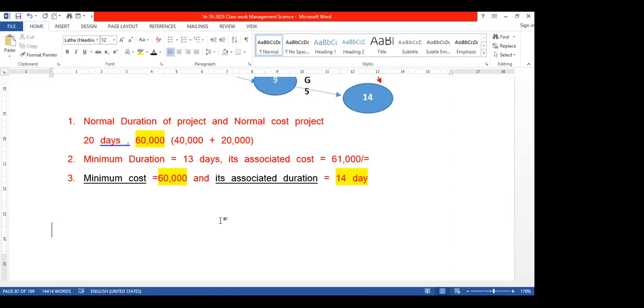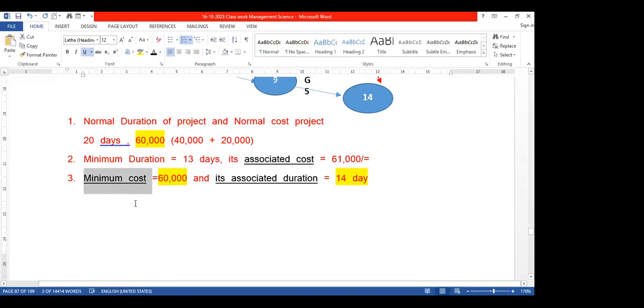How to find this minimum cost? So remember, the first one is normal duration, normal cost. Second one, minimum duration, associated cost. Associated cost, remember. It's not the minimum cost, it is minimum duration, associated cost. Can you see the word file, students? Yes, sir.